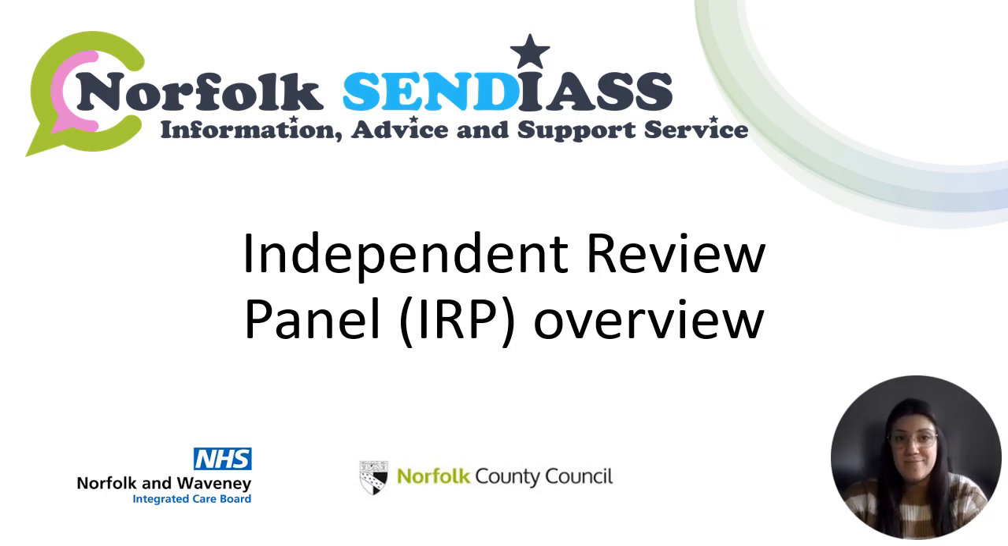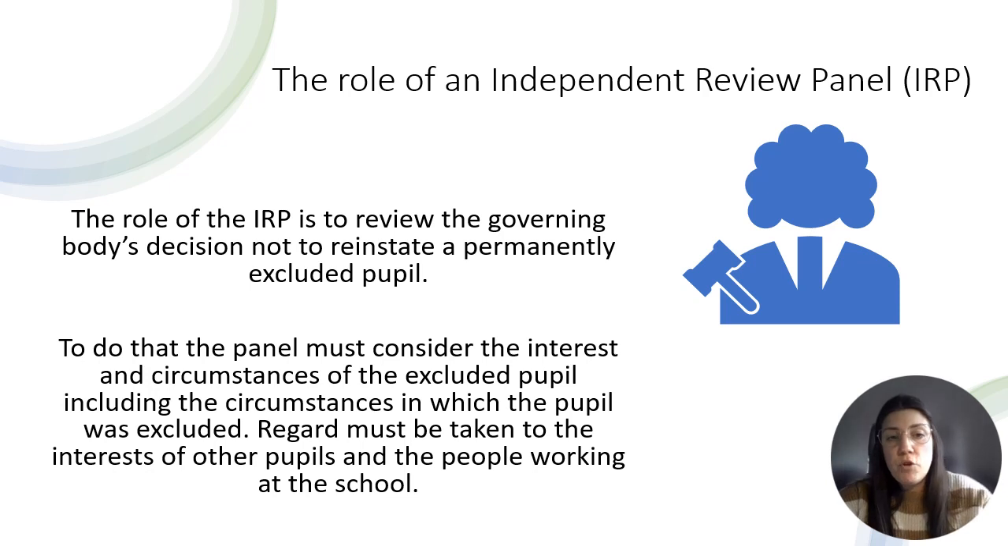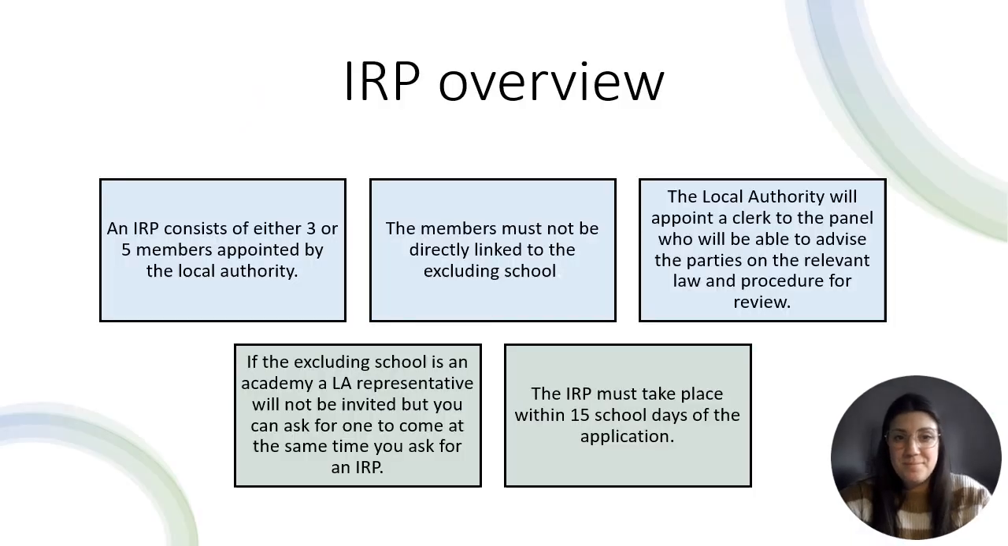So the role of the Independent Review Panel is that following the Governor's meeting after a permanent exclusion, if the Governors decide to not reinstate that pupil, the role of the Independent Review Panel is to review that governing body's decision not to reinstate that excluded pupil, and to do so the panel must consider the interests and circumstances of the excluded pupil, including the circumstances in which that pupil was excluded. They must also have regard to the other pupils within the school or education setting and the people working within that setting.